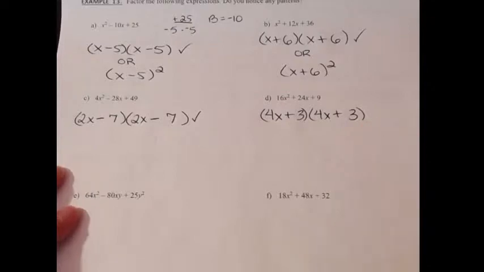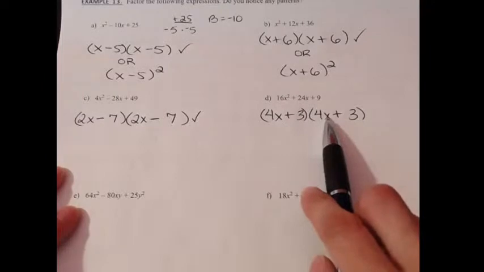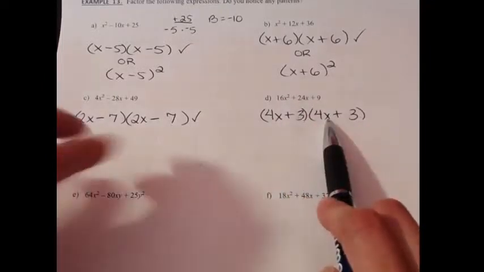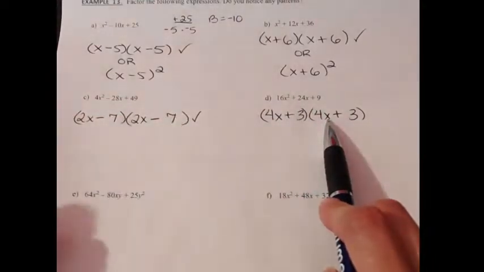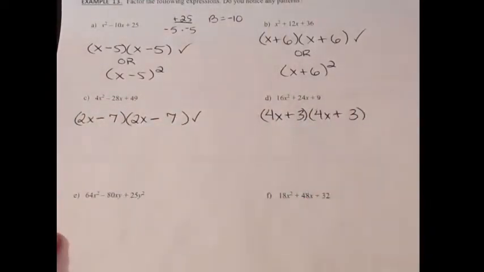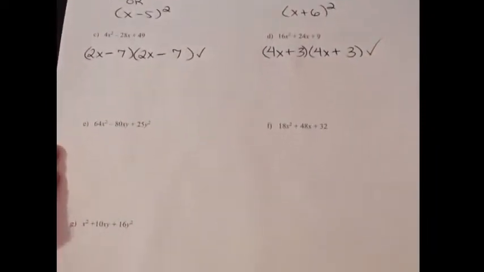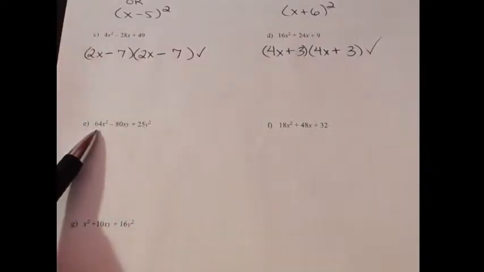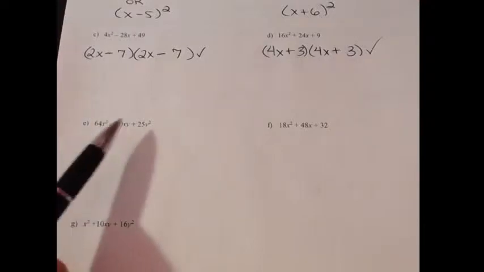So I distribute. This gives me 16x squared. Cool. Then I get 12x plus 12x, which is 24x. Perfection. And 3 times 3 is 9. Done. Take a look at part E. We have 64x to the second power minus 80xy plus 25y squared. Okay. 64x squared. Definitely perfect.